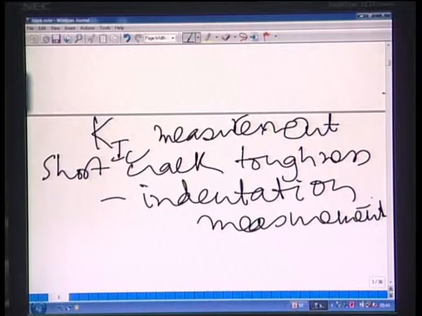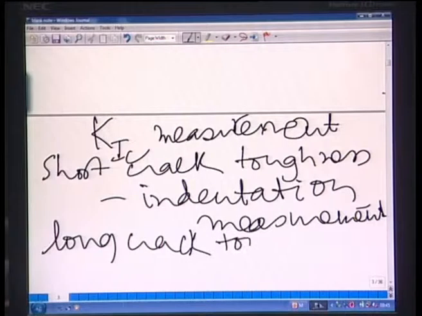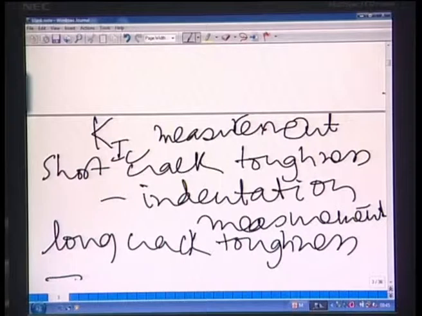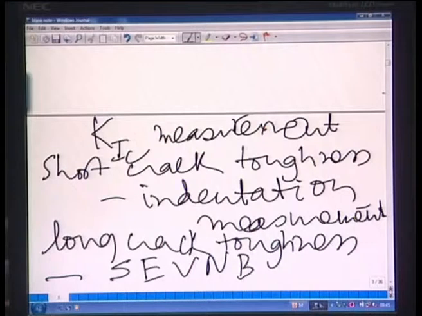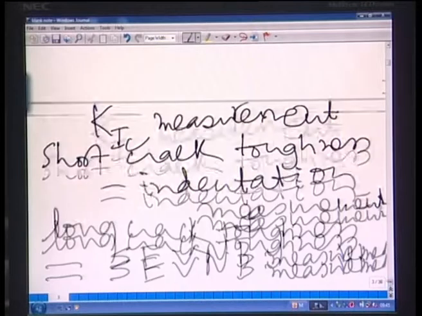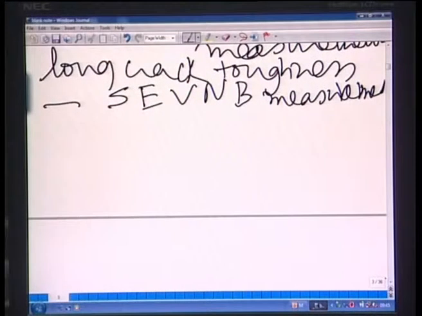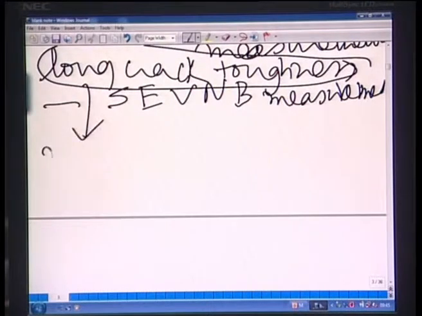There are two ways you can measure the fracture toughness. One is the short crack toughness measurement, and another one is the long crack toughness measurement. Now short crack toughness is typically measured by indentation, because the crack length is very small with respect to the long crack that you typically measure, and long crack fracture toughness measurement is the single edge V-notch beam measurement, for example. Now this is the long crack toughness which is recognized as most reliable.